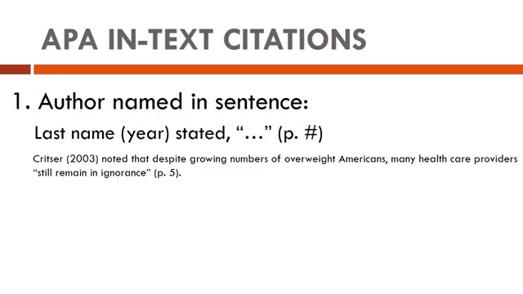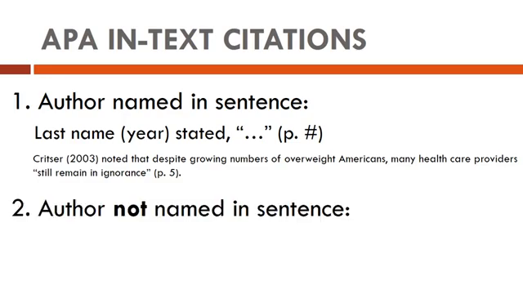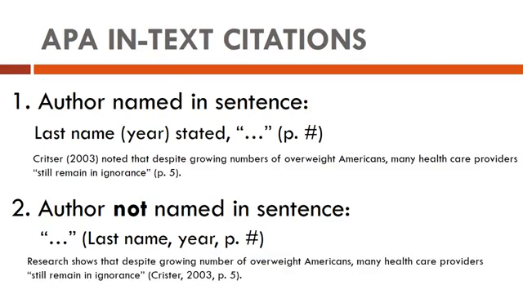The second way is if you do not use the author's name directly in your sentence. In this case, you would put the 3 pieces of information, the author's last name, the year of publication, and the page number, all in parentheses at the end of the quote. So for example, research shows that despite growing numbers of overweight Americans, many healthcare providers, quote, still remain in ignorance, close quote, Kreitzer, 2003, page 5. Please note that in this case, you put commas between each piece of information.